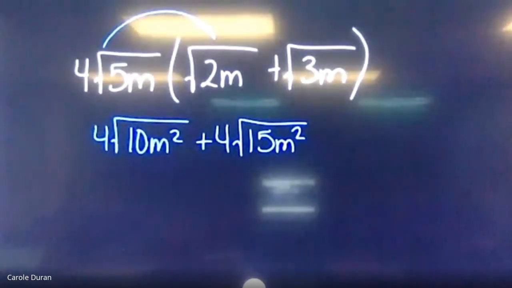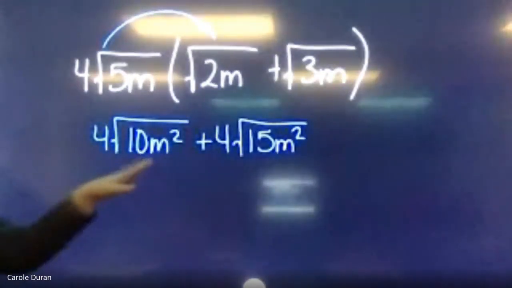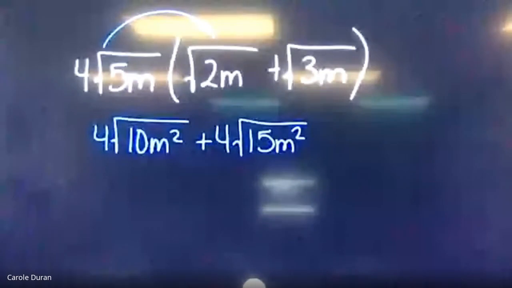Okay, so the first thing I did is I distributed 4 times the square root of 5m to both the root 2m and the root 3m that were in the parentheses. When I did, I got 4 times the square root of 10m squared plus 4 times the square root of 15m squared. Everybody okay so far?